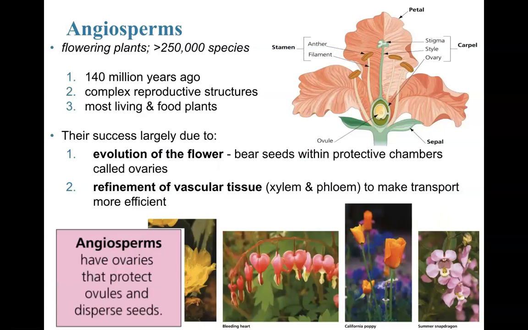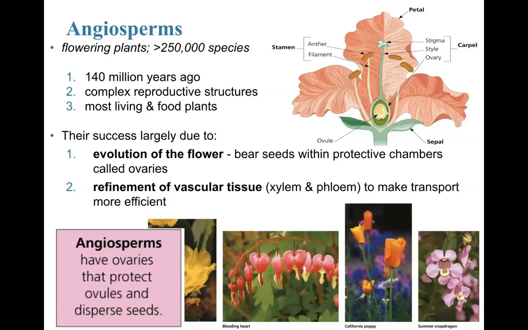Angiosperms. It is in this category that we find the most diverse species. Basically what I mean by that is any plant that has flowers. Any plant that produces flowers is known as an angiosperm. It is the flower, the evolution of the flower, that has led to their large success. The flower is their reproductive unit. So let's go ahead and talk about this.